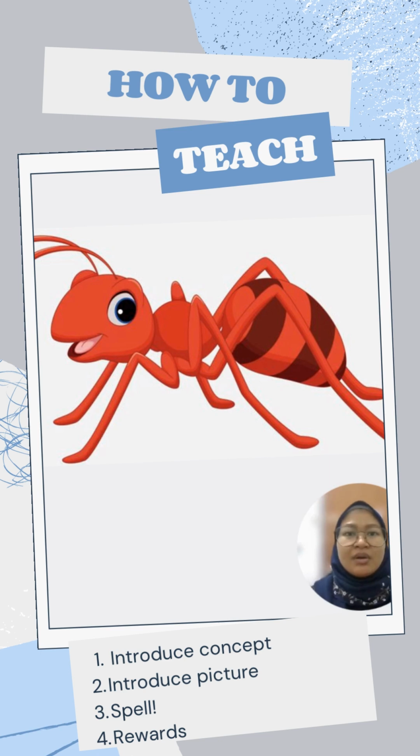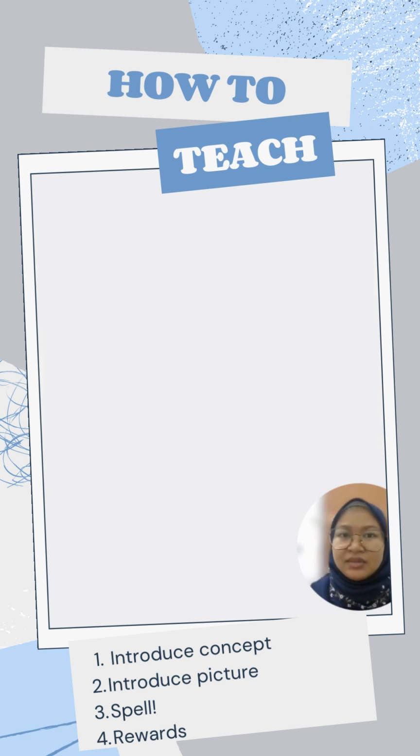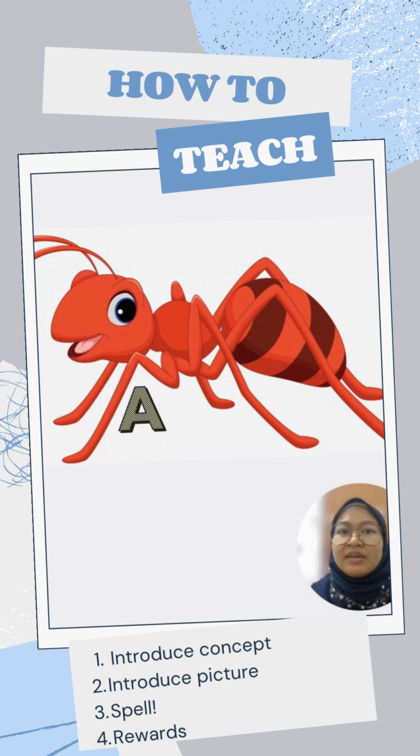Alright, so how do we introduce this picture? So children, do you know what this is? Yes, it's an ant. How do we spell ant? Good. We start with an A. A, N, ant. T, ant. Good job. Now let us do other words and other pictures.